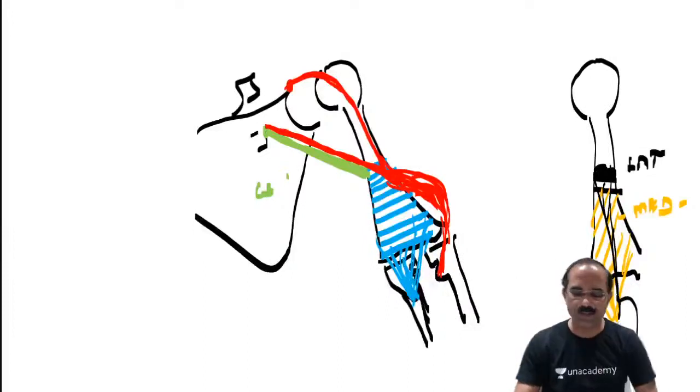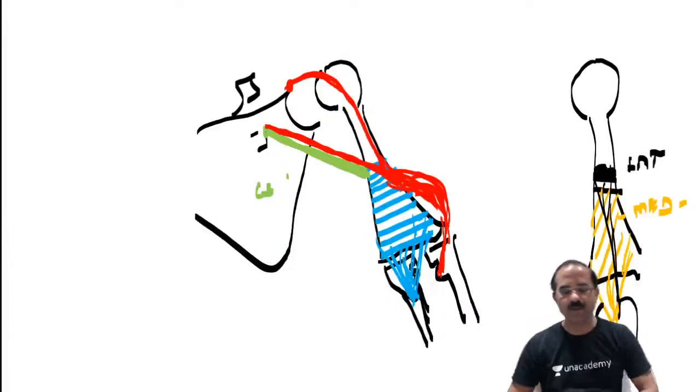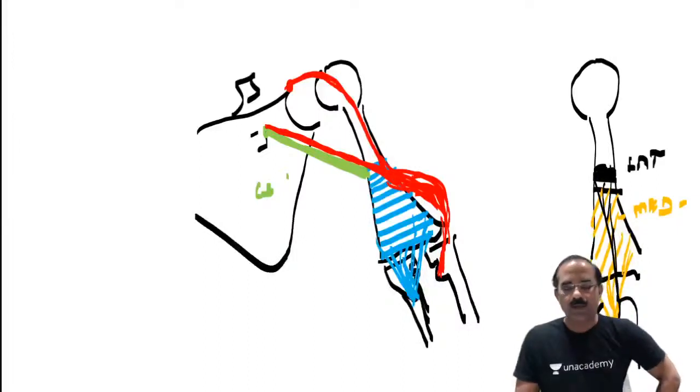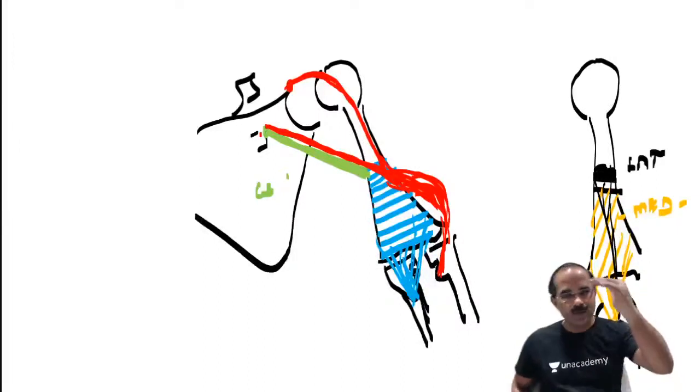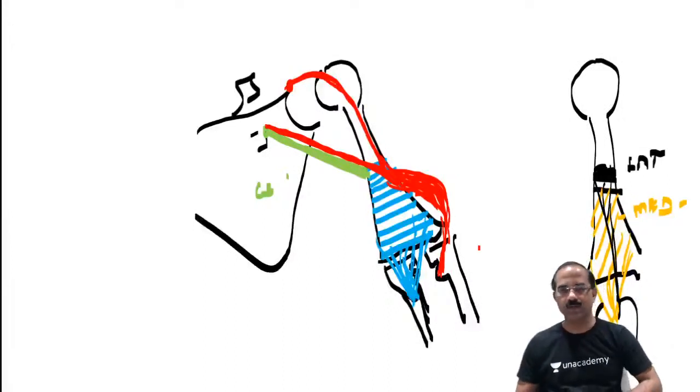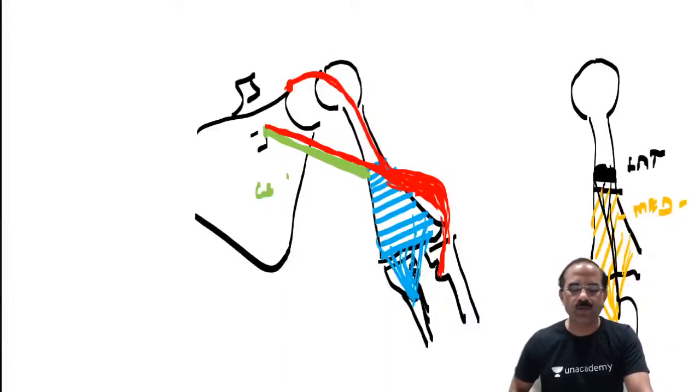The long head of biceps arises from above the glenoid cavity. That's the supraglenoid tubercle of scapula. The short head of biceps arises from the coracoid process, and both the heads join to form the belly of the biceps, inserted on the radial tuberosity. Clear now? So which muscle is going to act on both the joints?